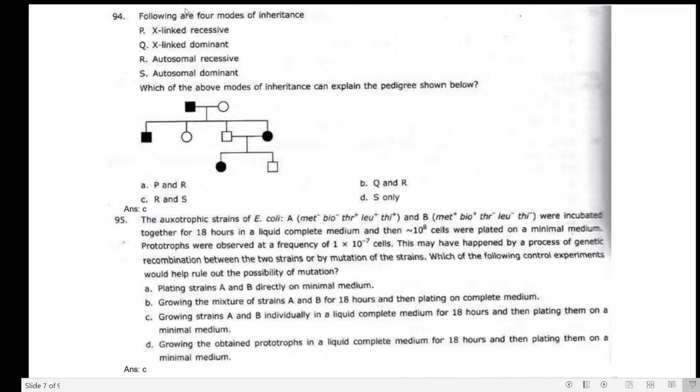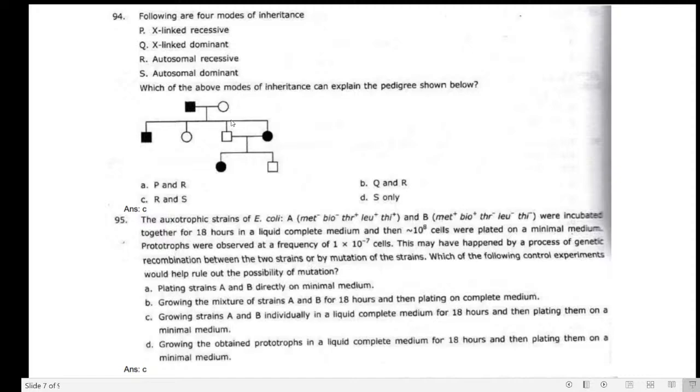Next is the following 4 modes of inheritance. One is P, that is X-linked recessive. Q is X-linked dominant. R and S are autosomal dominant. Okay, these 4 are the options. Which of the above modes of inheritance can be explained with the pedigree diagram shown below?